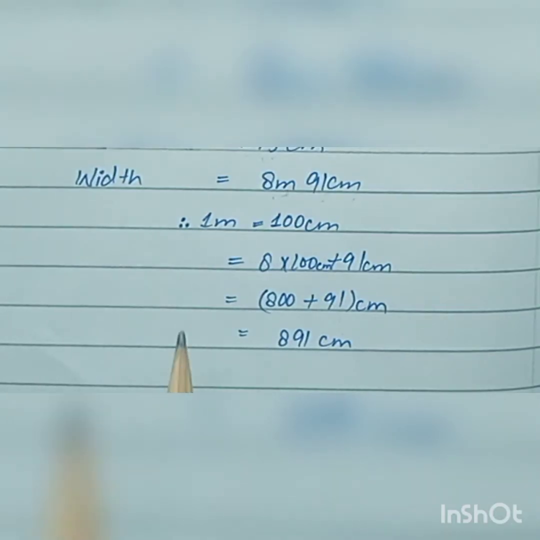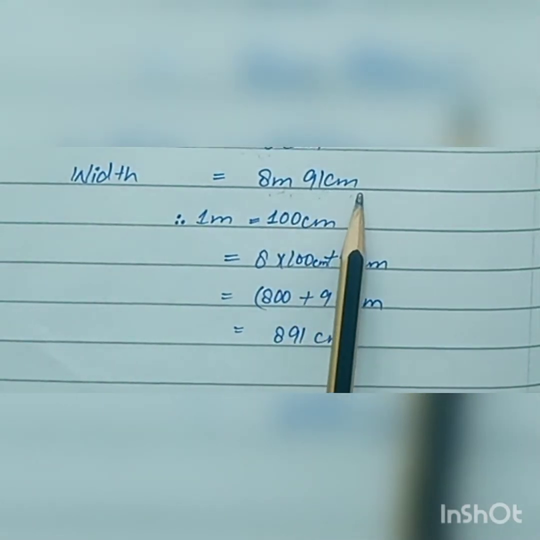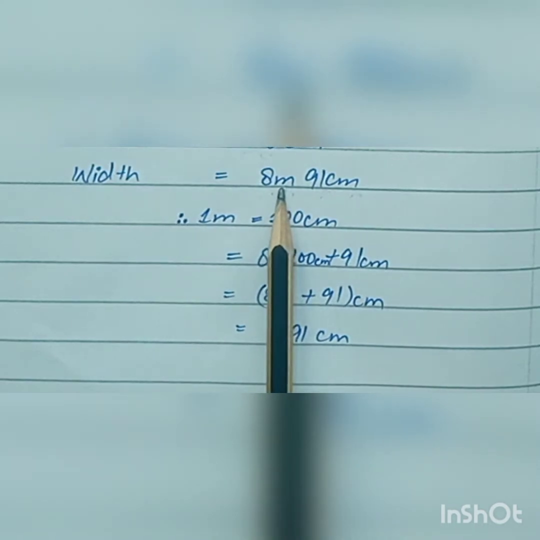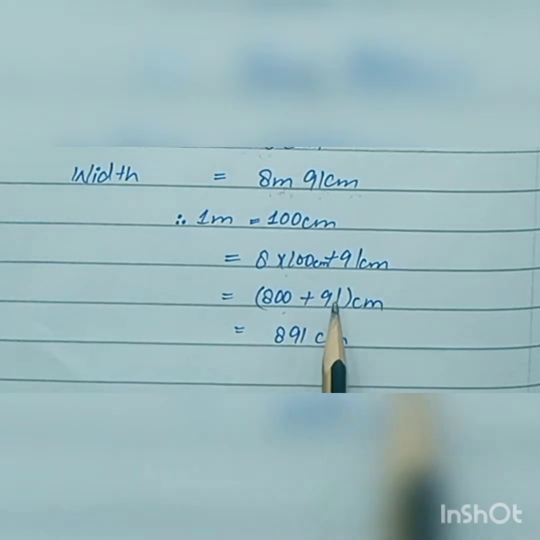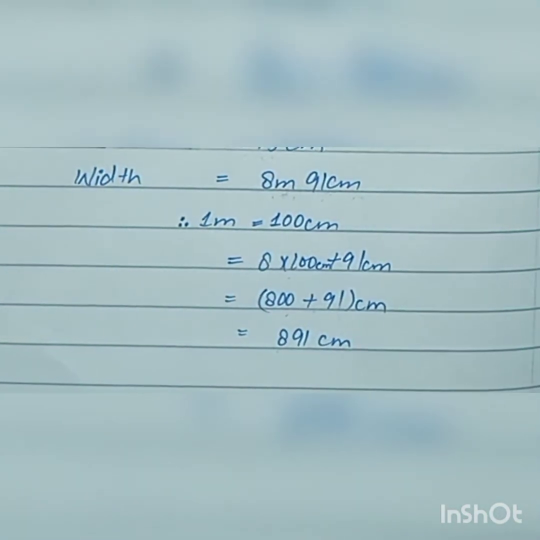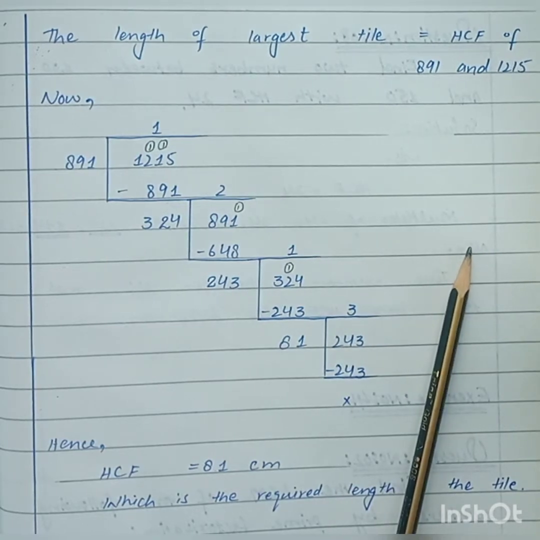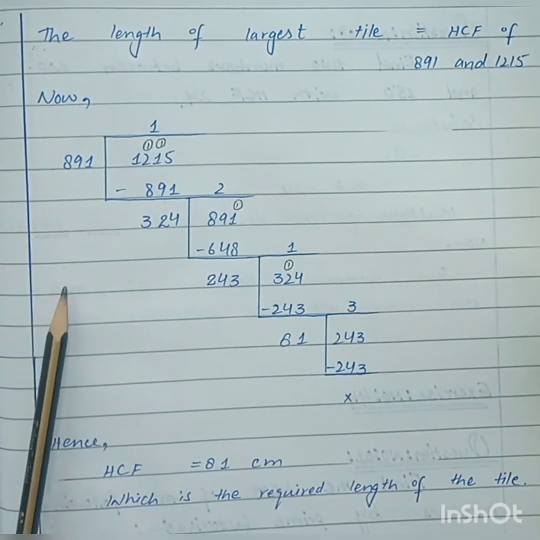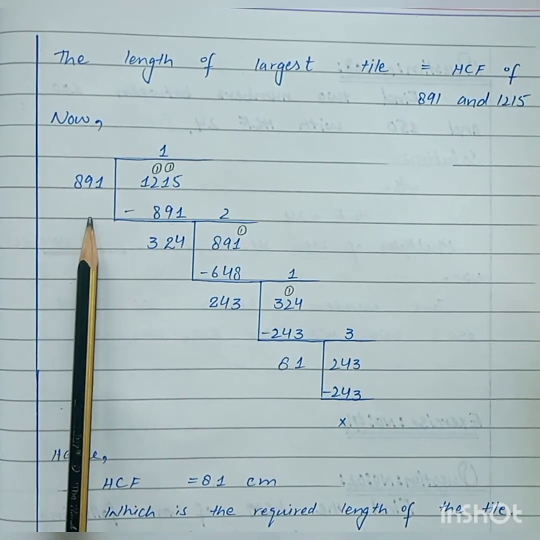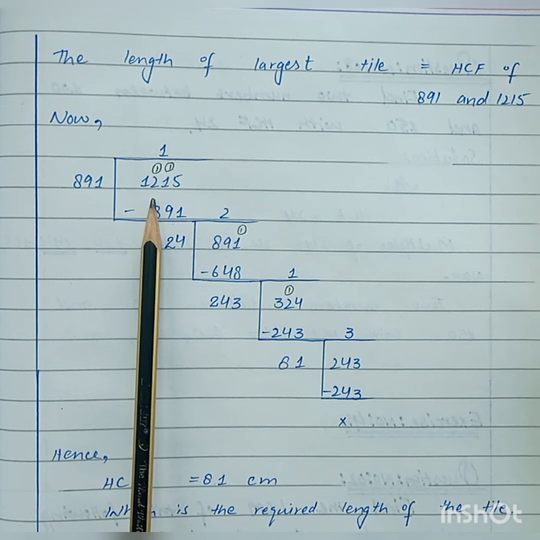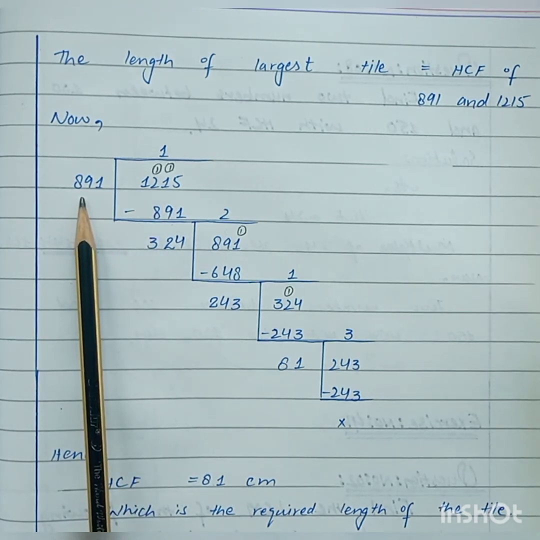Follow the above solution to find the width of the room in centimeters, where width of the room is 8 meter and 91 centimeter. 8 meter is equal to 8 into 100, and 800 plus 91 is equal to 891. When you find the HCF of the 891 and 1215, then you will get the length of the largest tile. Next, find the HCF of the given two numbers 891 and 1215, where 1215 is the greatest value, so take inside of the bracket, and 891 take outside of the bracket.